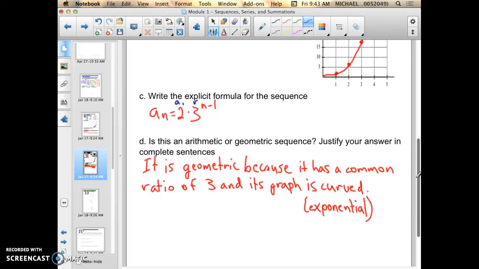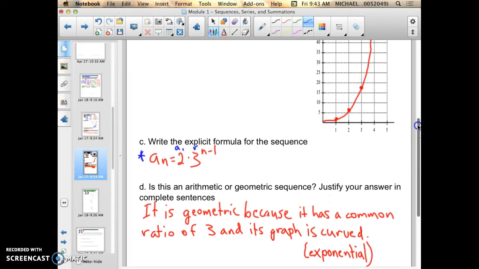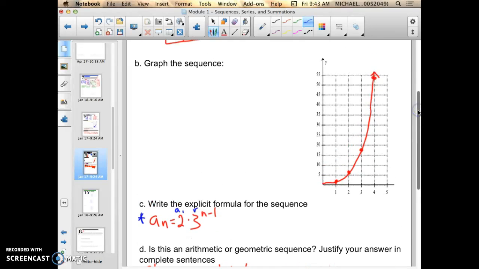So is this arithmetic or geometric? I said it is geometric because it has a common ratio of 3 and its graph is curved. And technically this is a picture of an exponential graph. A couple reasons as to why. The variable exists in the explicit formula up here, in the powers, n minus 1 is in the powers, and a curved graph like this, if you read it left to right, continues to go up and up forever, it's exponential. And we're going to do an entire module on logarithmic and exponential functions at the end of the semester.